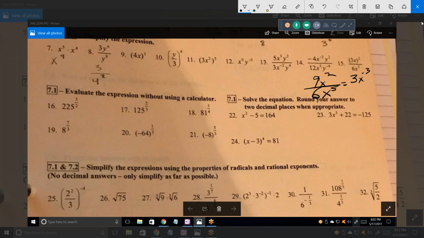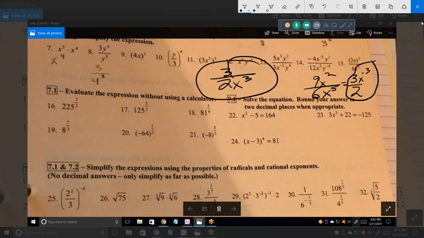Except 9 over 6 isn't 3. What's 9 over 6? No, did I say, my bad. 3 over 2. Okay, so that's a correct answer, but it's not the answer they want. They want 3 over 2x to the third. Yep. That's the answer they want. They're both the same thing. Right, they just want the... Yeah, their convention is they want all positive exponents. Yeah. Okay.